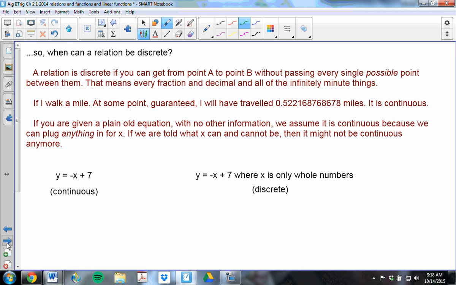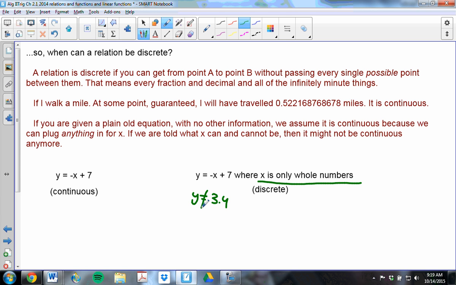So when a relation can be discrete, it doesn't happen all that often when we're dealing with just straight numbers. Like if you just have an equation like y equals -x plus 7, that's probably going to be continuous unless there's something that changes, like if we say x is only whole numbers. Well, if x is only whole numbers, this has to be discrete because this function could never come out to like y equals 3.4. There's no way to make that happen because x can only be whole numbers.